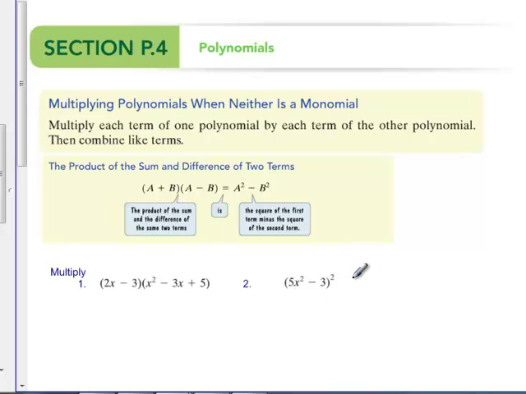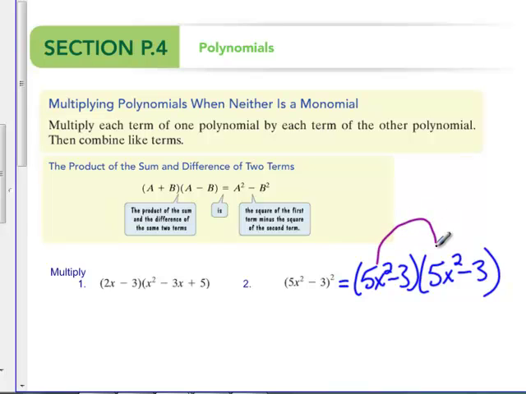So number 2 really is 5x squared minus 3 times 5x squared minus 3. If there is a plus or a minus sign in those parentheses and then another exponent, write it out. Okay, you can't distribute because of that subtraction in the parentheses. So now we're going to FOIL.